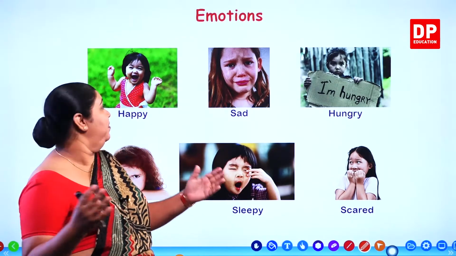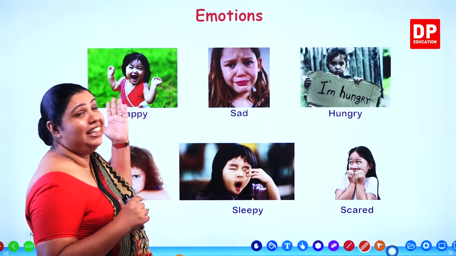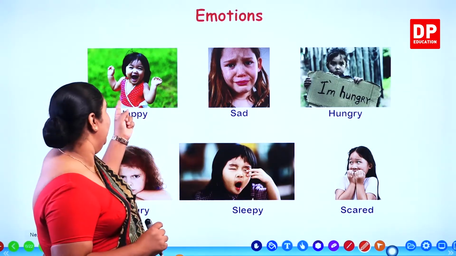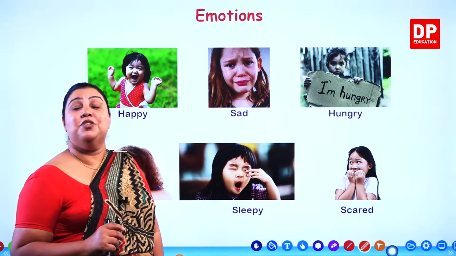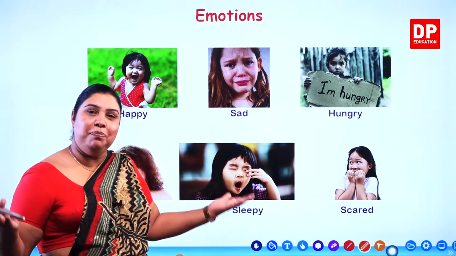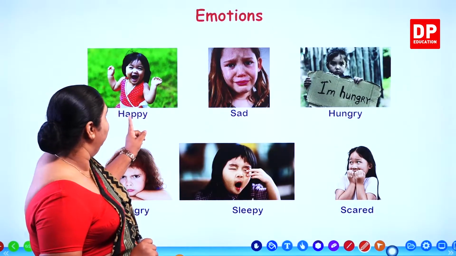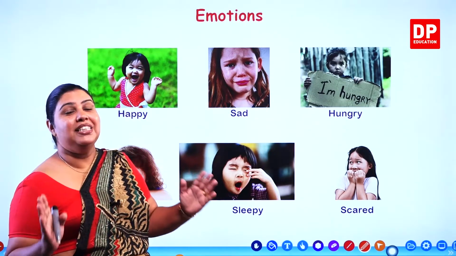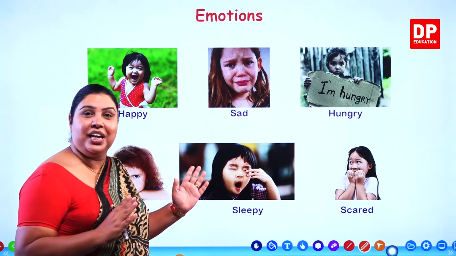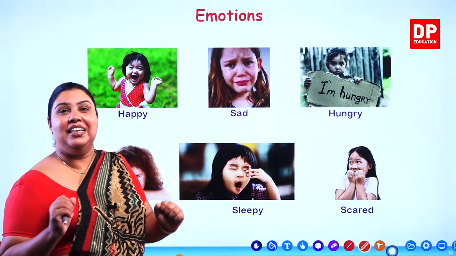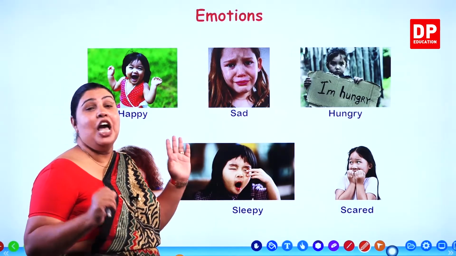When we are happy, we are smiling and laughing like this. Can you see the way she's smiling happily? She's happy. Happy, happy. So you can see, when you look at the picture, you can see how happy that little girl is. So that is happiness.